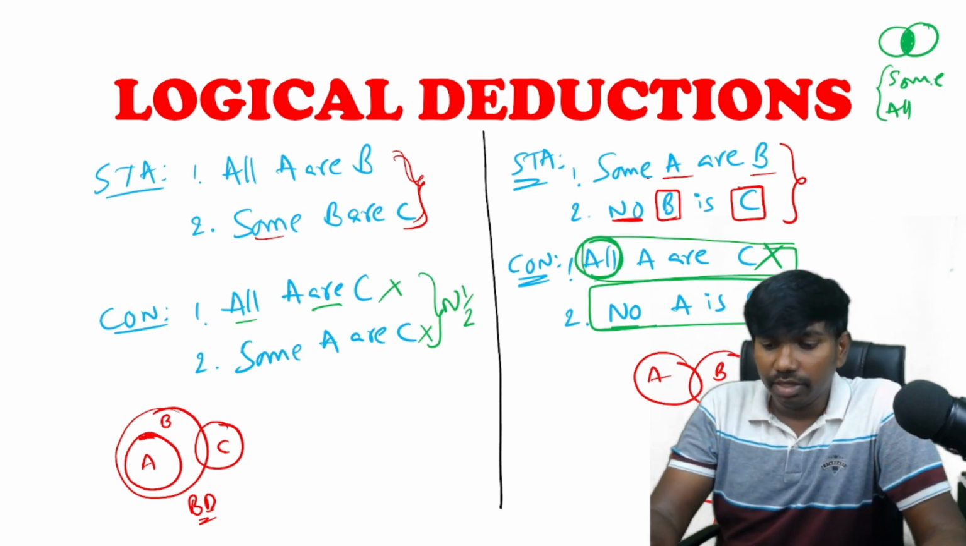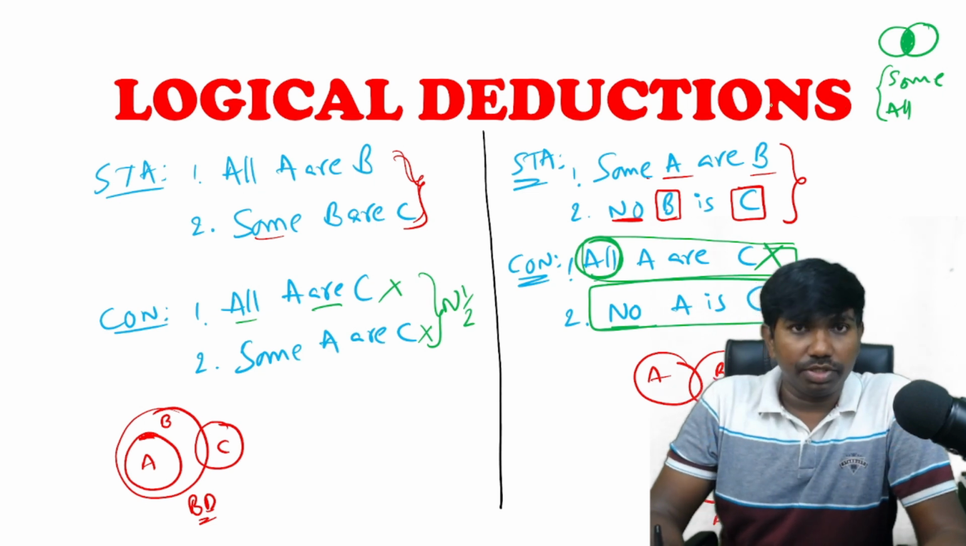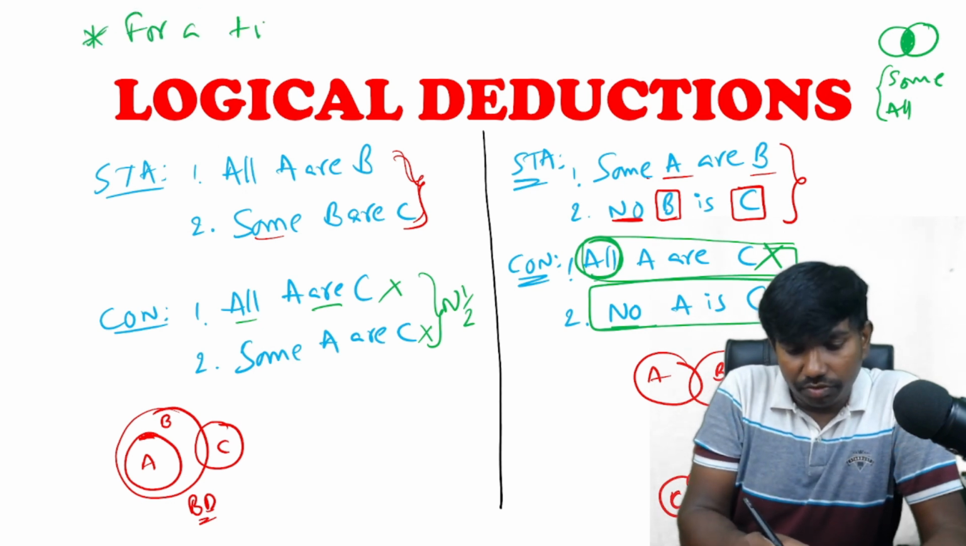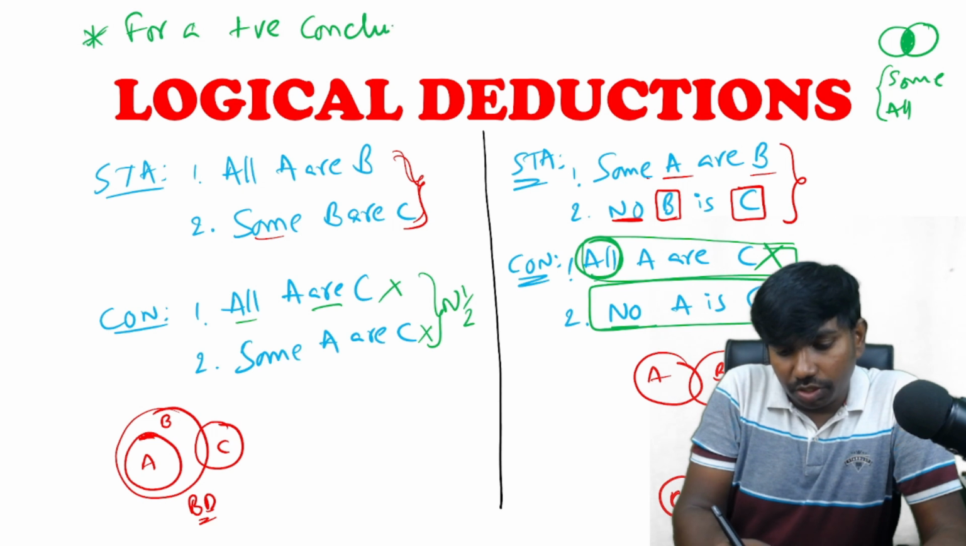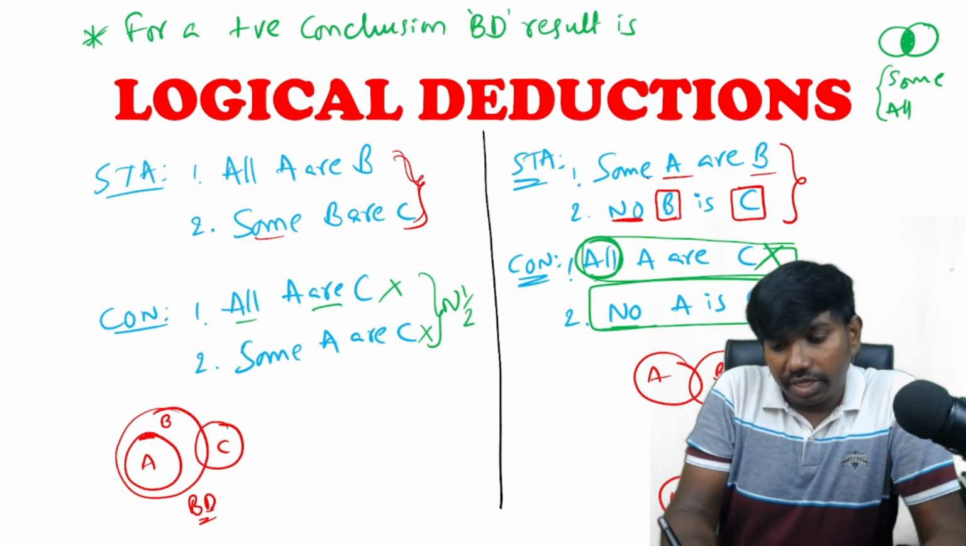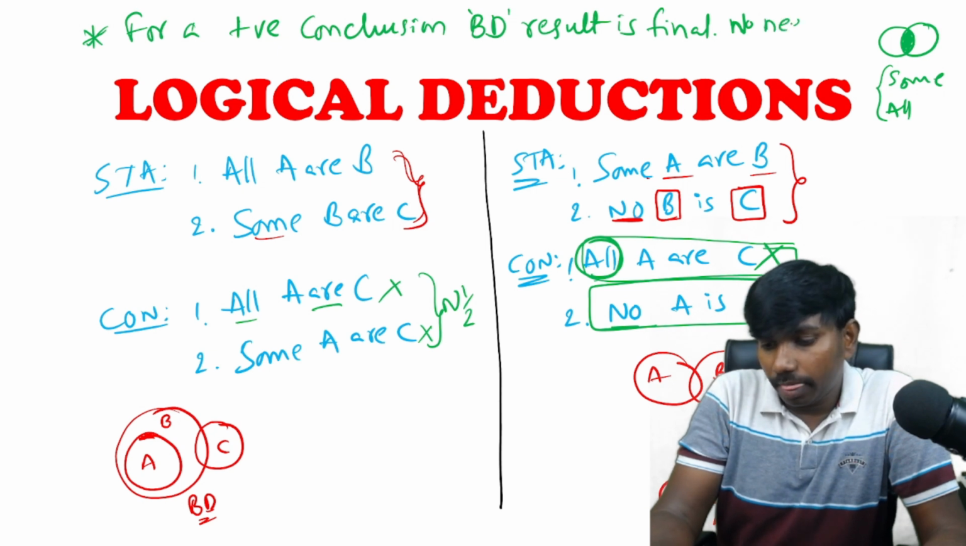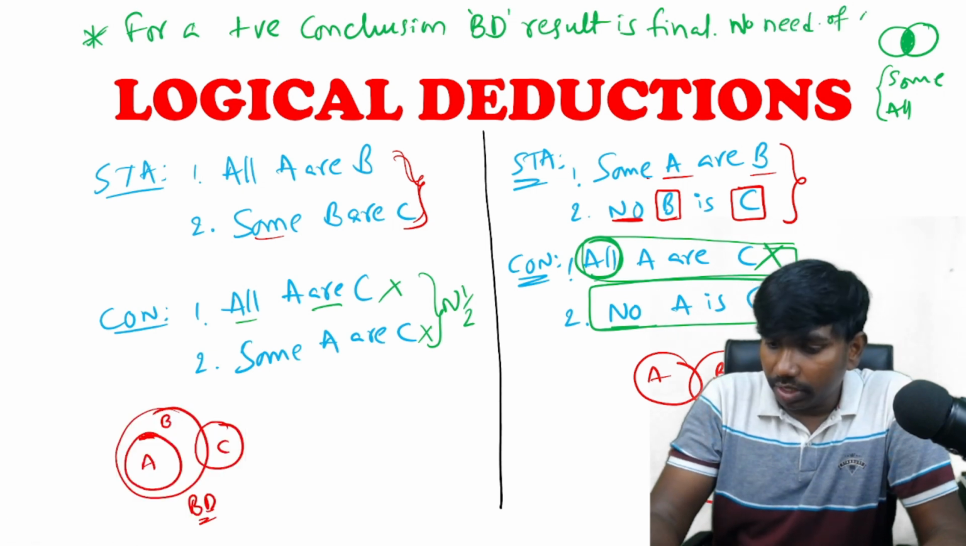So that's why, for a positive conclusion, if the basic diagram is true, let me write here, for a positive conclusion, the basic diagram result is final. Okay, no need of AD.